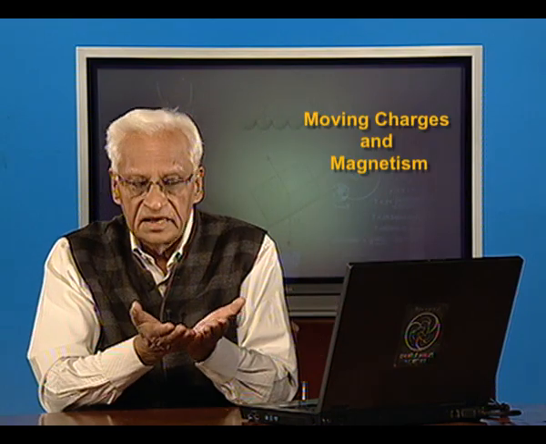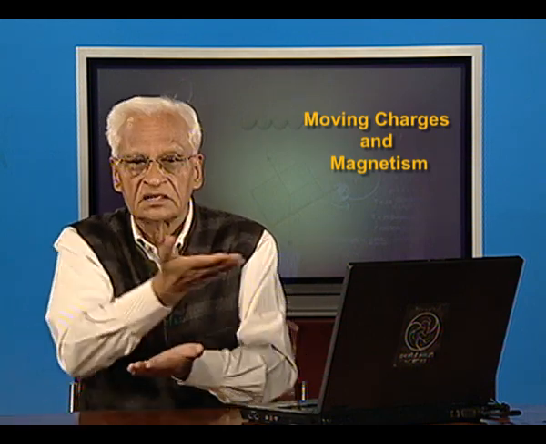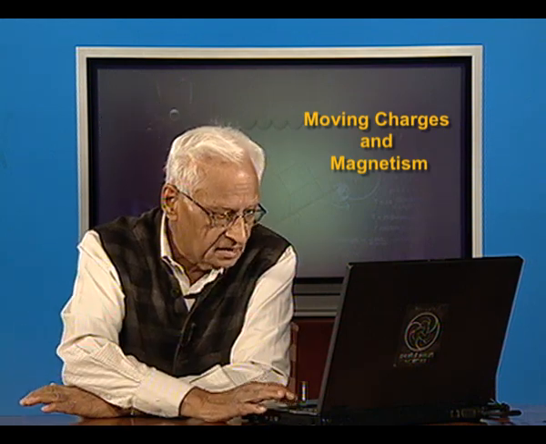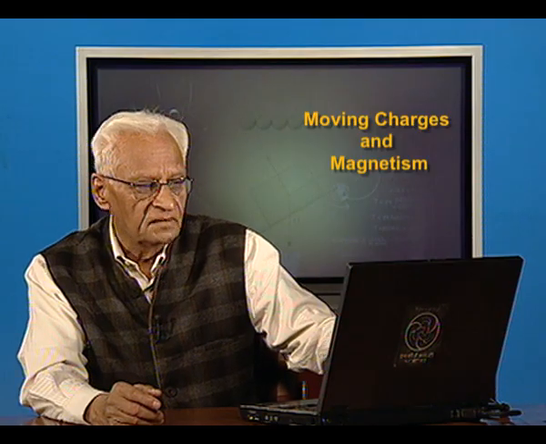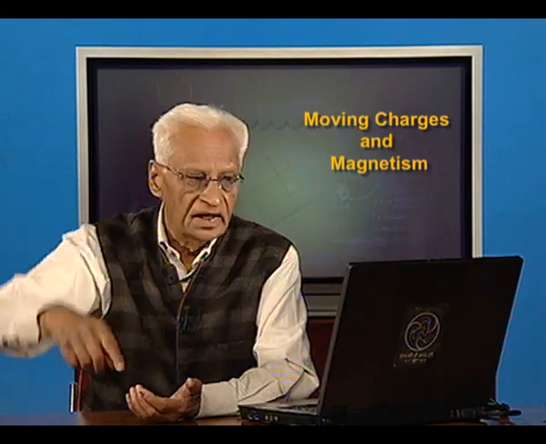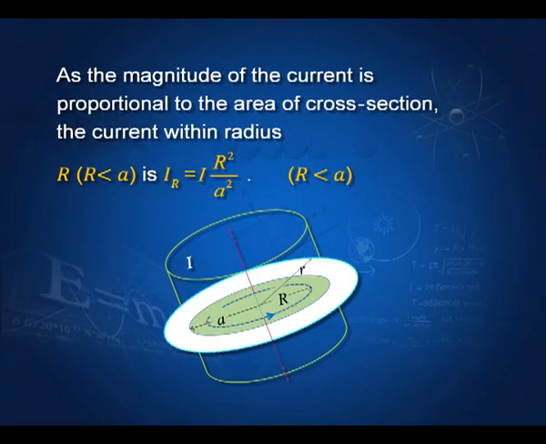Remember that the current is uniformly spread along this cross section. As the current is uniformly spread, the magnitude of the current must be proportional to the area of the cross section. For radius r, the area is pi r squared and the total area is pi a squared. Therefore, the current through the area spanned by this radius r is I r equal to I times r squared by a squared, simply proportional to the area, for r less than a.